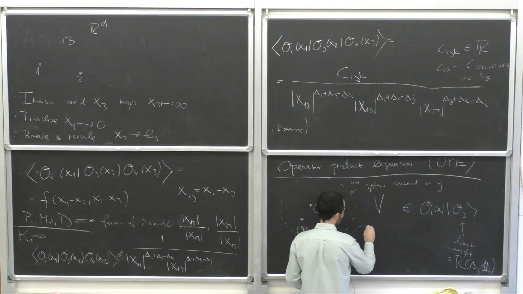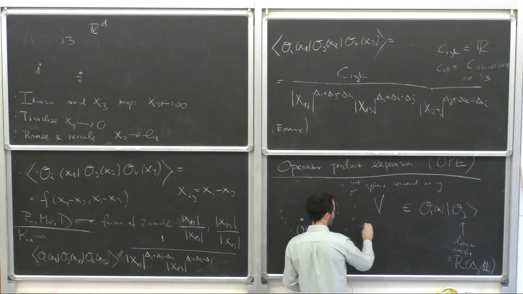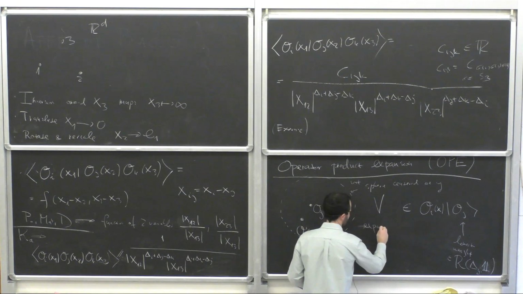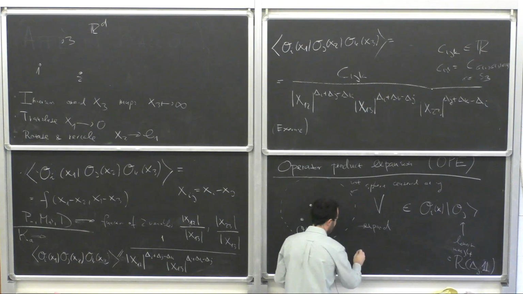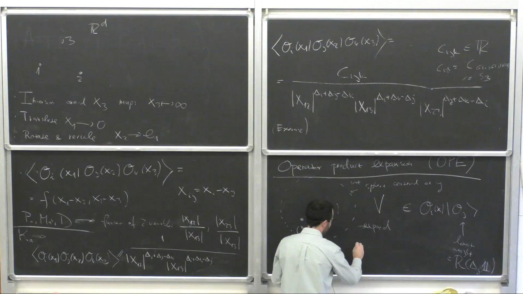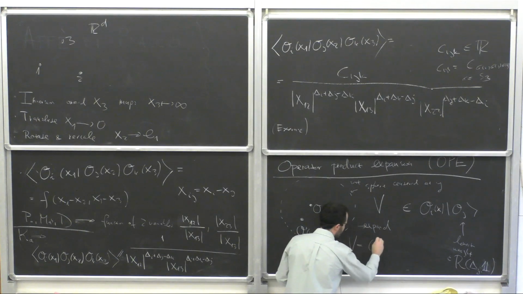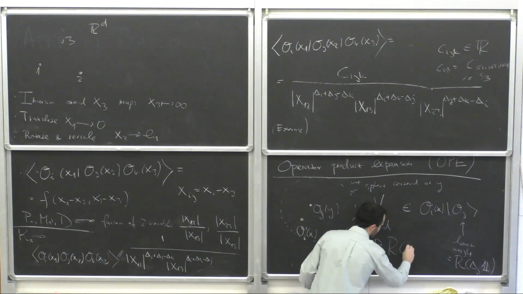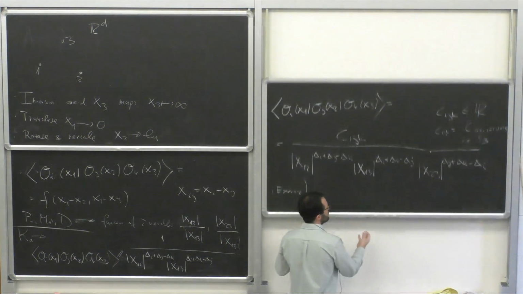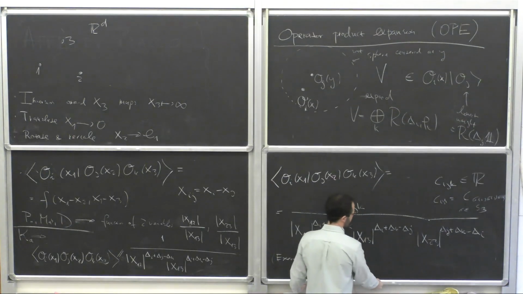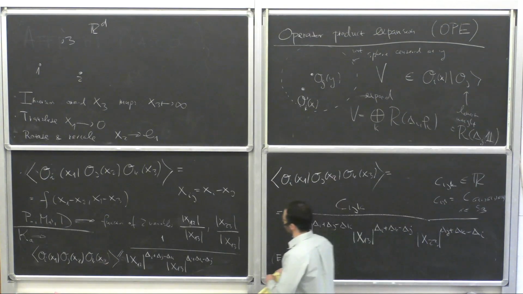So the idea is to just expand it in the basis. And the main thing, of course, to remember is that V is a direct sum of irreducible representations. Okay, so let's go over here.